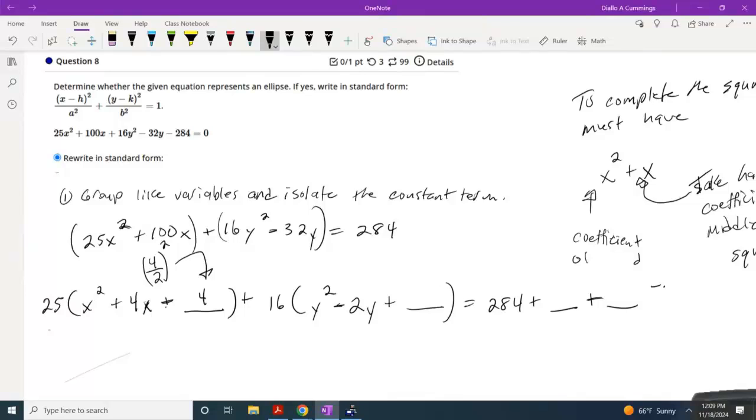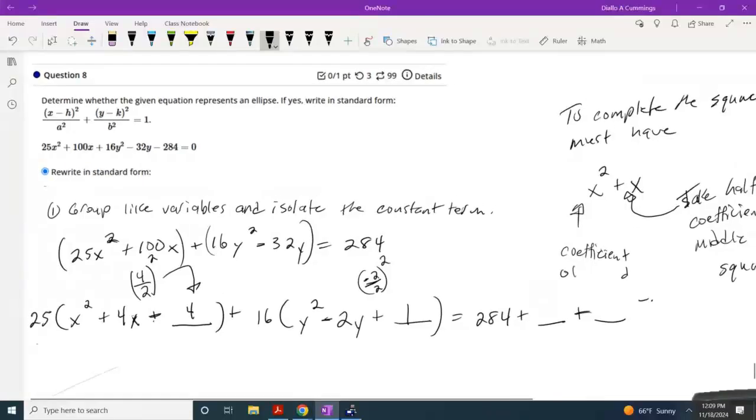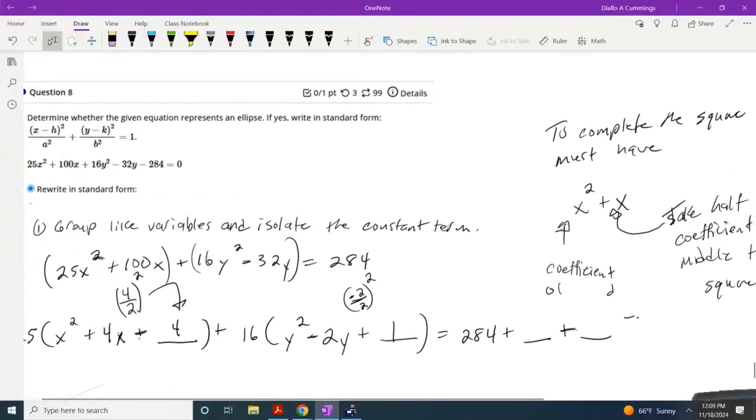I'm going to do the same thing for the y variables. If I take half of negative 2, that's going to give me a negative 1, right? But if you square negative 1, you get what? Positive 1. All right, so any questions about where the 4 and the 1 came in?